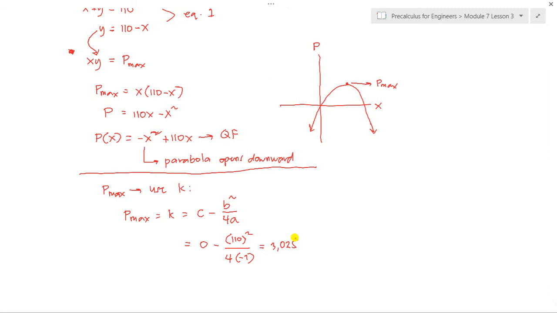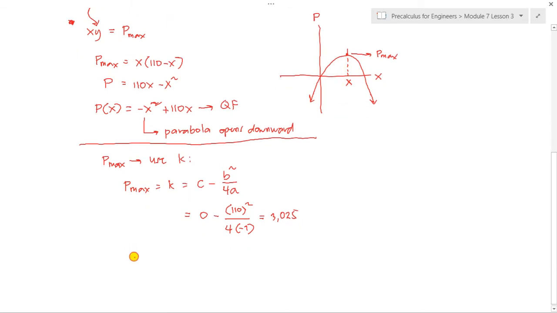So in order to solve for x, of course, you're going to look for the value of x at the vertex. So what is the value of x at the vertex? That is just equal to h, wherein h equals negative b all over 2a. So substituting the values, that is negative 110 all over 2 times a, which is negative 1. So the answer is just 1/2 of 110. Half of 110 is 55, a positive number.